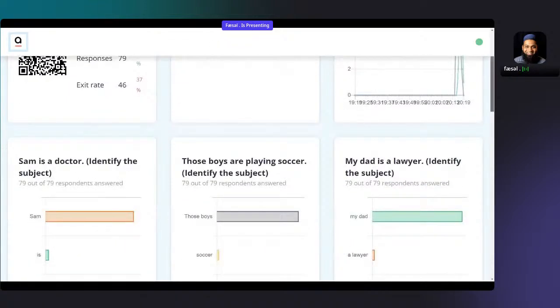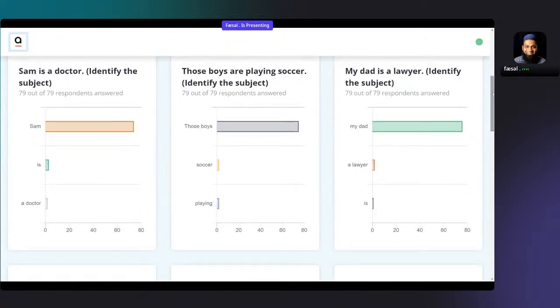Okay, so what I'm going to do is, Sam is a doctor. This is the first one. I hope that all of you can see my screen. Okay, so yeah, there it is. Sam is a doctor. Who are we talking about? Sam, right? So Sam is the subject.